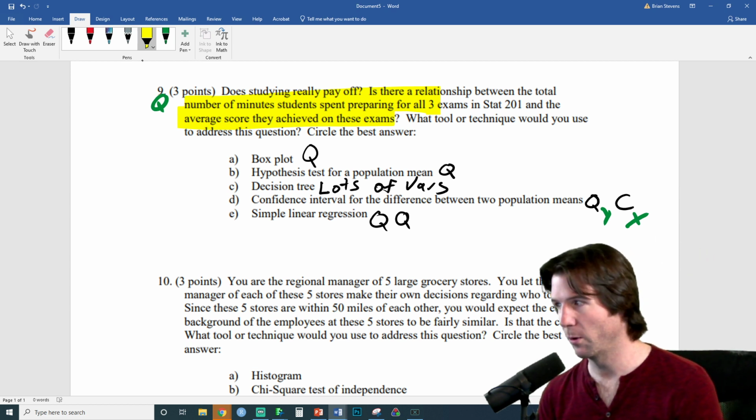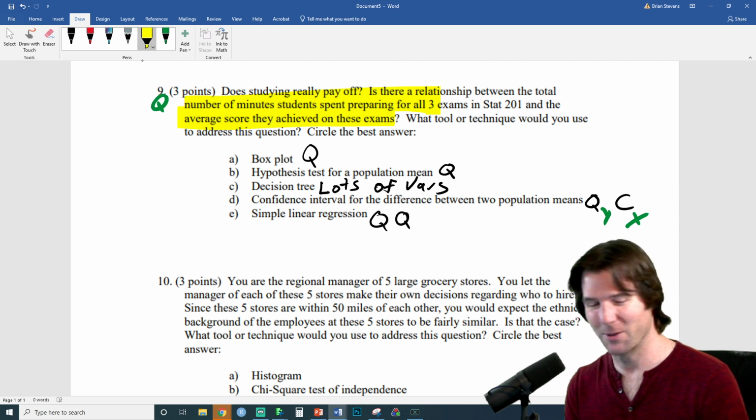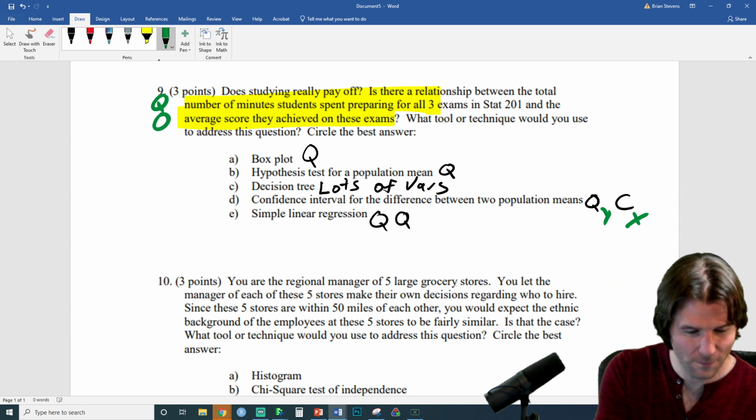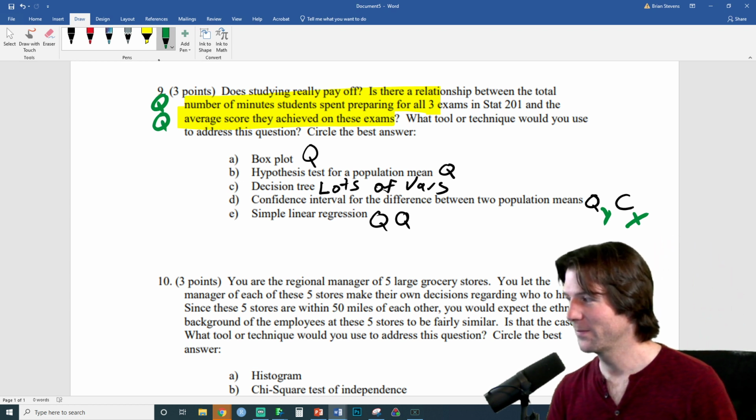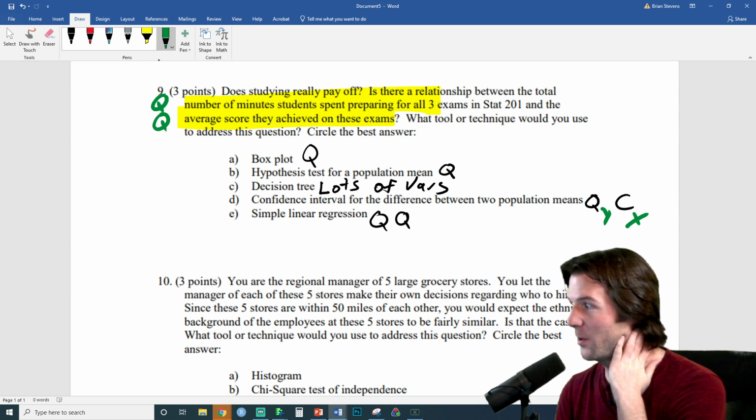And their average score. Their average score is what type of variable? I'll let you guys answer, because it's the same answer. So what is the answer to the question? Is it A, B, C, D, or E? It is E. We figured it out.